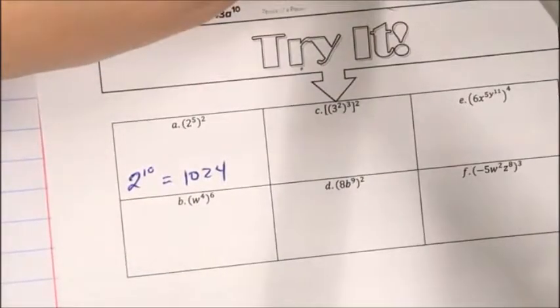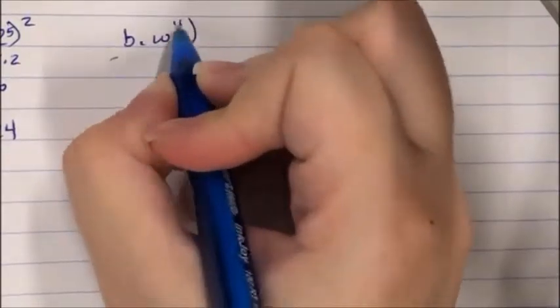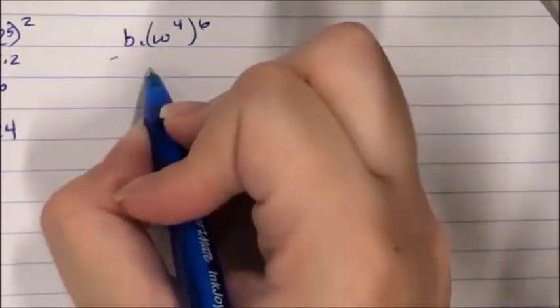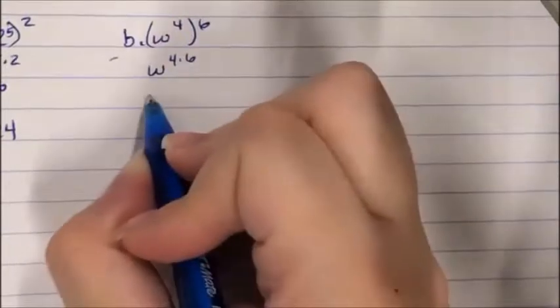Okay, letter B is w to the 4th to the 6th power, which is really like saying 4 times 6. 4 times 6 is 24. So I have w to the 24th power.